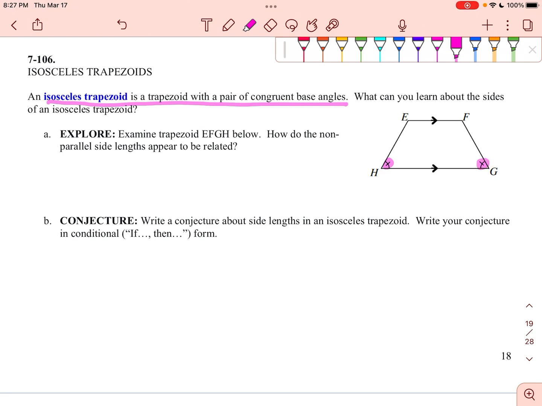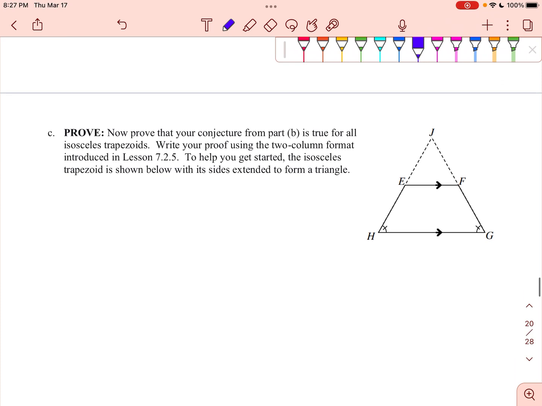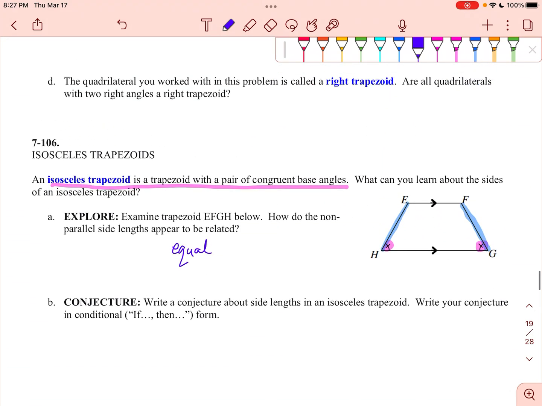So it says, what can you learn about the sides of an isosceles trapezoid? Examine it below. How do the non-parallel sides appear to be related? So if we take a look at this, how do these sides appear to be related? And they appear to be congruent or equal to each other. Okay. And then it says to write a conjecture and to prove your conjecture using the Midsegment theorem. And they use that whole explore, prove, conjecture kind of thing. I'm just going to basically tell you guys this is the definition.